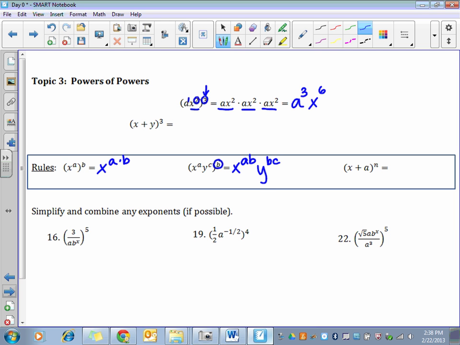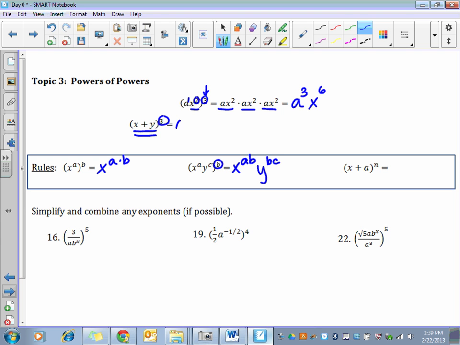However, if we look at our next example, which is x plus y raised to the 3rd power, I want us to think carefully again back to the definition of what an exponent means. The 3 doesn't mean that it's necessarily going to distribute and say x cubed plus y cubed. But what it really means is that I'm taking whatever my base is, and I'm going to multiply it by itself 3 times. That's what the 3 means.